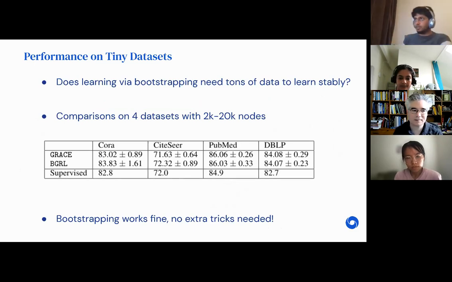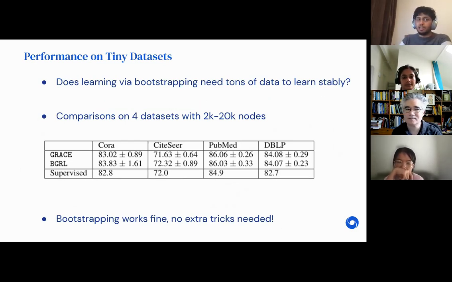And just as a final thing, one sanity check question at the end is, does learning with bootstrapping really require tons of data? In the large data regime, we have memory savings and such, but is it the case that bootstrapping requires a lot of data in order to learn stably?